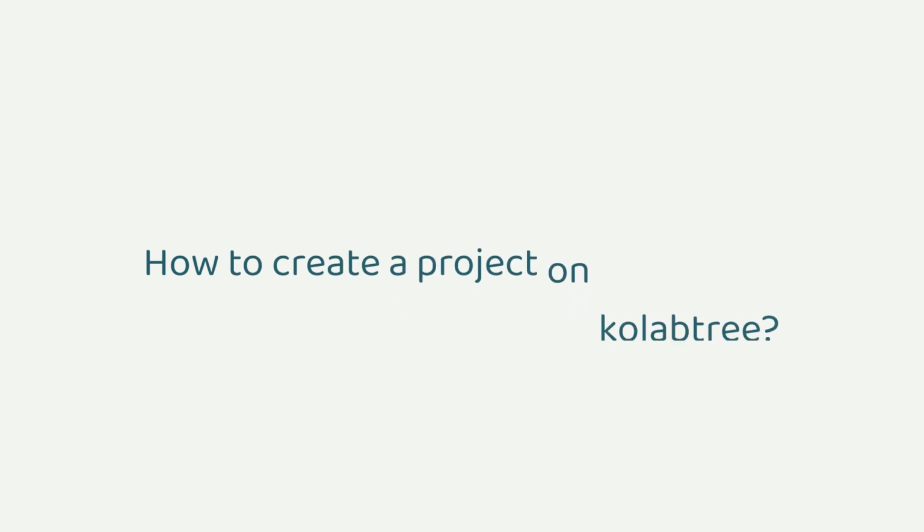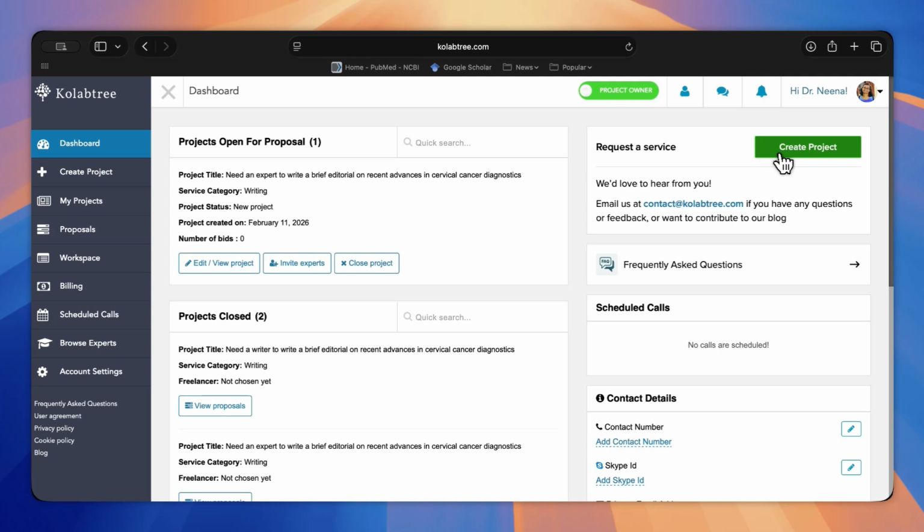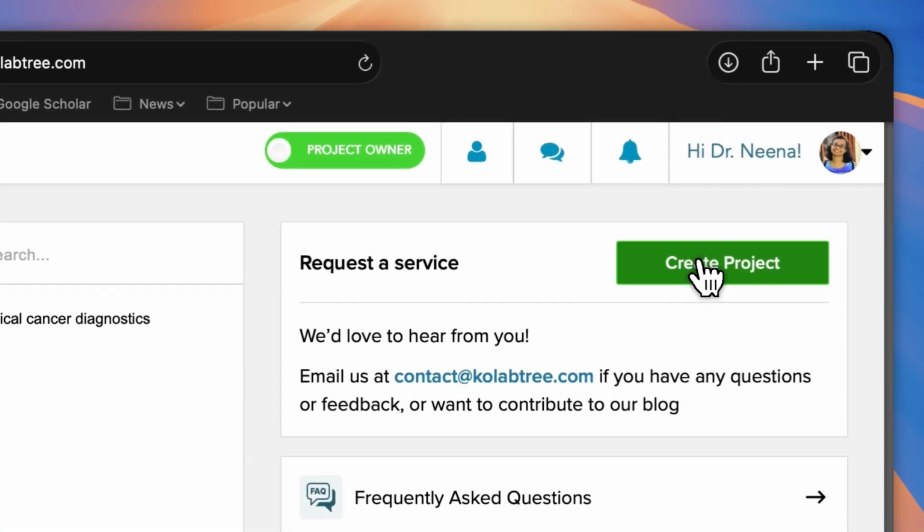How to create a project on Kolabtree. Once you've logged in, go to your dashboard and click on Create Project.